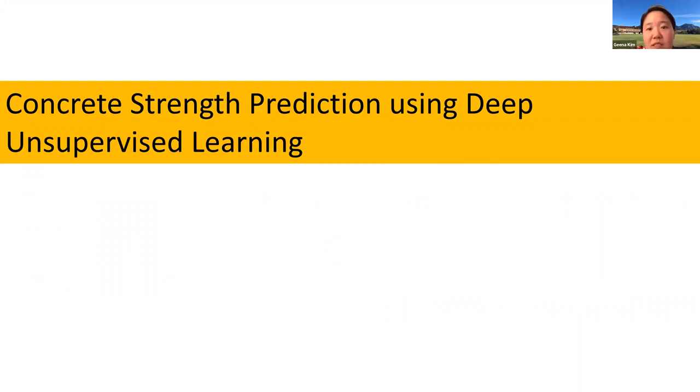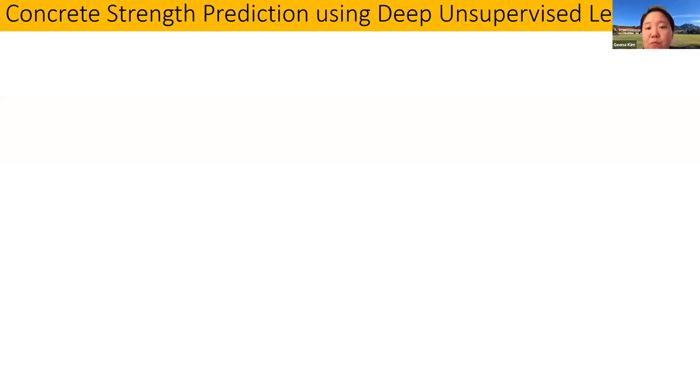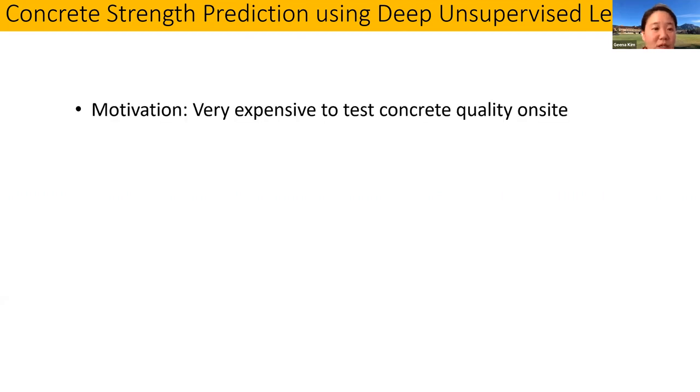This is another project we just started, called Concrete Strength Prediction using deep unsupervised learning. We're going to apply a similar principle using deep unsupervised learning. We're going to create some surrogate task, and this data is also expensive to label. So what is the motivation for this project?